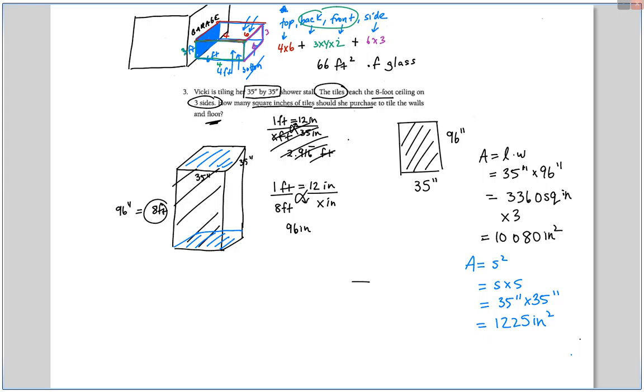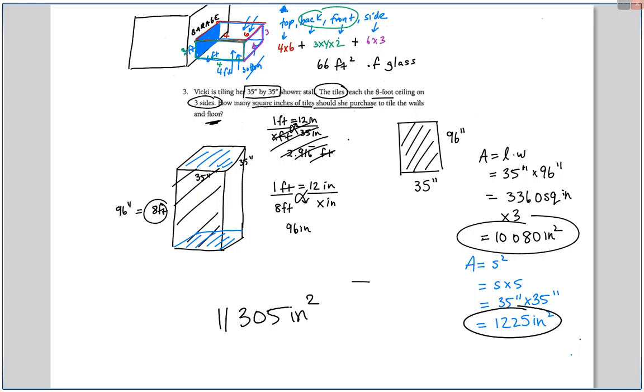Okay, so all we have to do now is add up these two areas, and that's the total area you need to tile. So if I add this and if I add this, I get 11,305 square inches. I have to tile that much. Yeah, and that's it. There's your total.